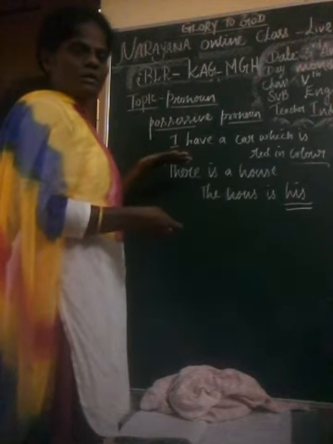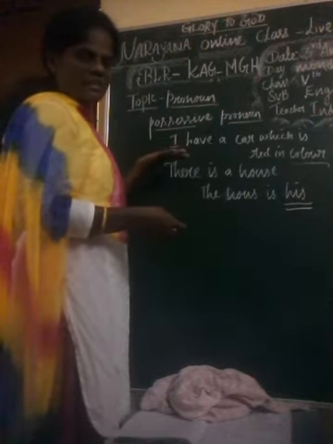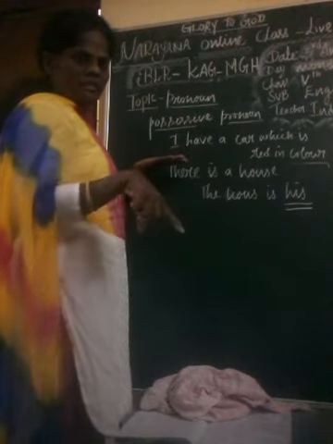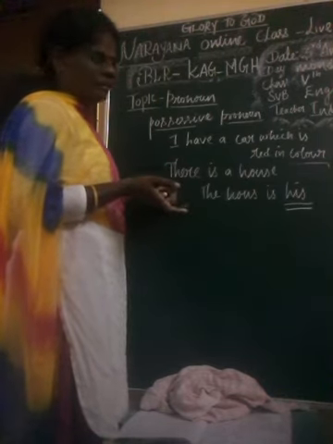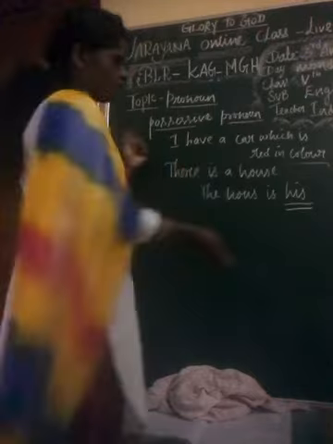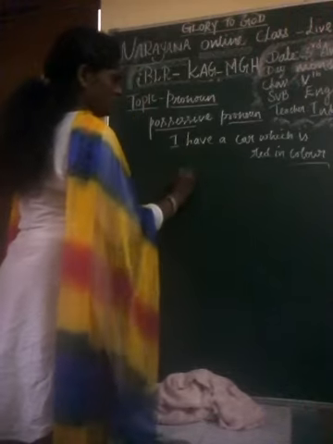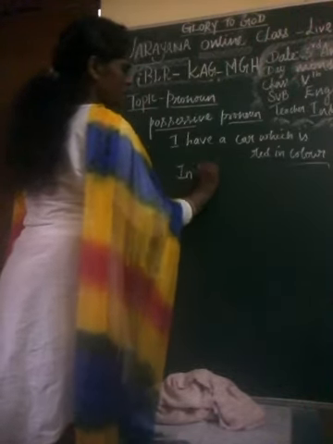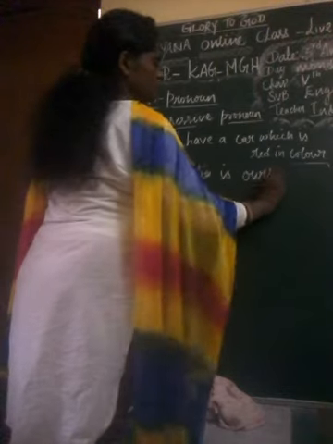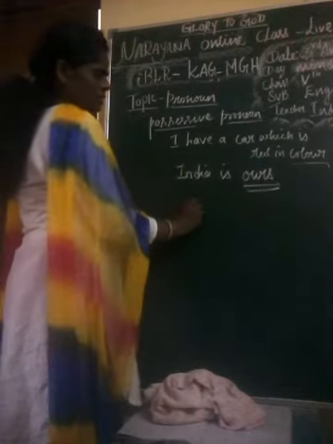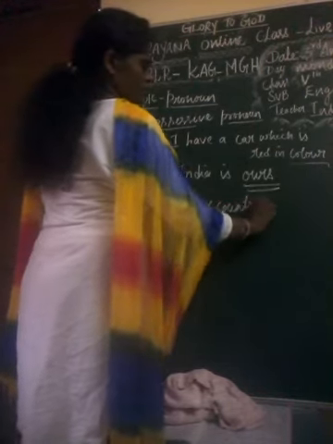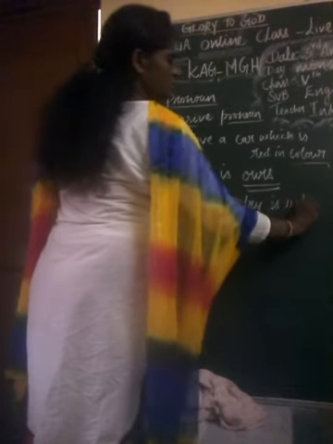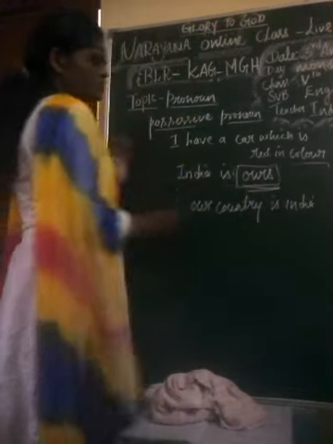In that particular lane, there is a beautifully painted house. Whose house is that? That house is his. So, his. And then India is ours. Meaning, our country is India. Our country, this is the possession. Clear, children? So this is the possession.